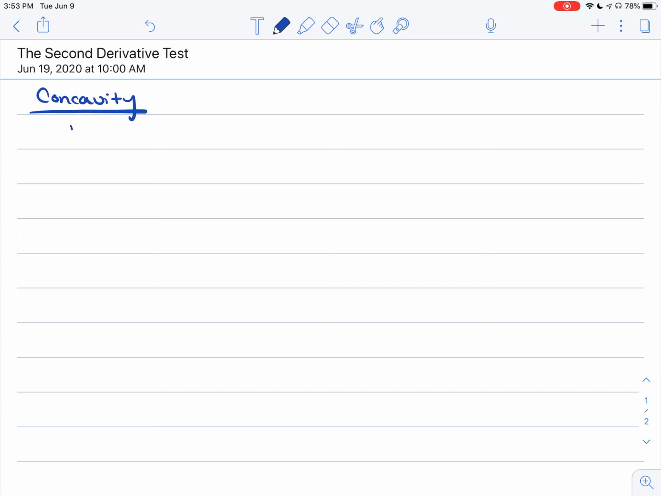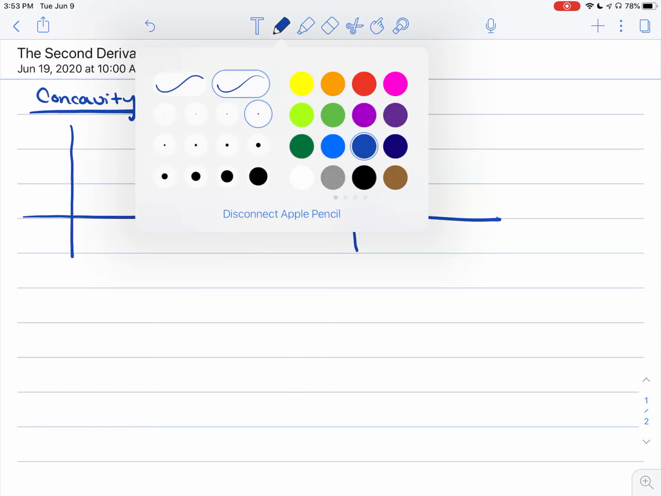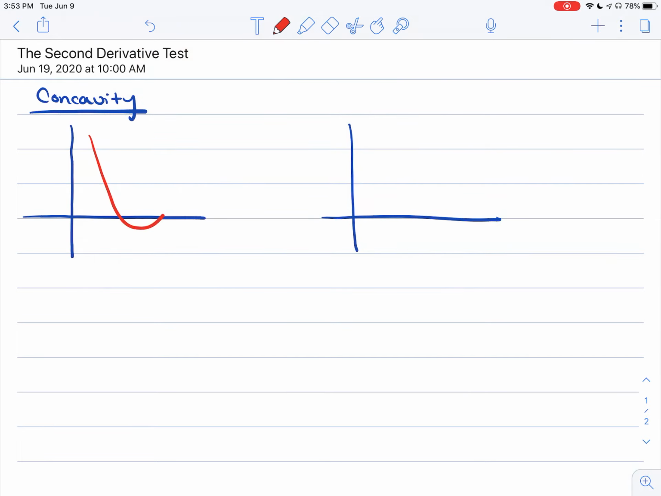So what I mean by concavity is this. The easiest way to think about it is with a parabola. Say we have two different graphs here. One that's a parabola opening upwards, and one that's a parabola opening downwards. Okay, this first graph right here where we have this upward facing parabola, this would be considered concave up. And the second one where we have this downward facing parabola, this would be considered concave down.